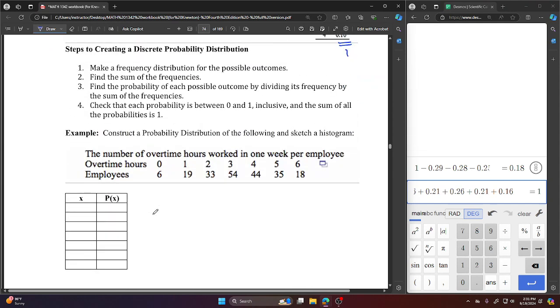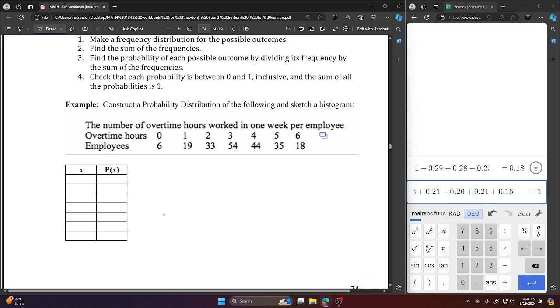So overtime hours. Notice, could you work half of an hour of overtime? Technically, could you work a quarter or a tenth of an hour of overtime? Sure, but that's not what they're going to put on the clock. Does that make sense? Whenever you've got a clock in, clock out, how many hours did you work? It's going to be a whole number for the billing department, basically. So number of overtime hours worked in 1 week, and we got all these different options here. Construct a distribution. Here we go. 0, 1, 2, 3, 4, 5, 6.